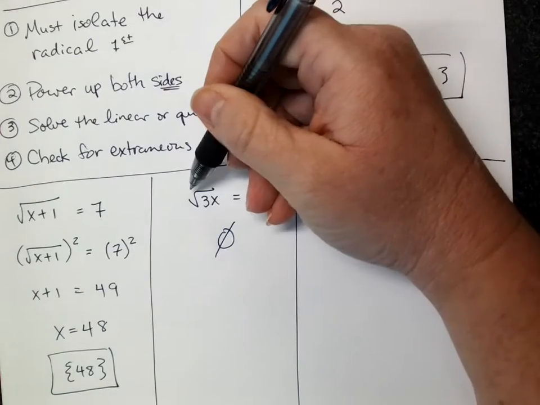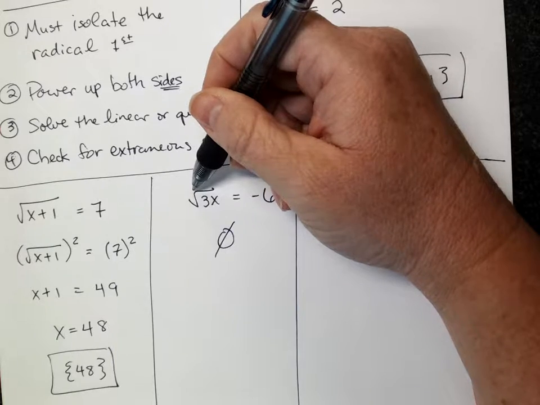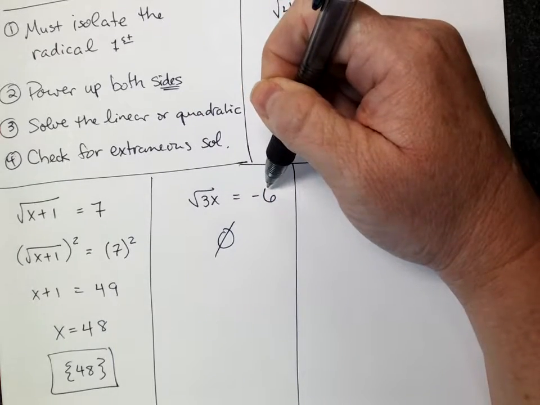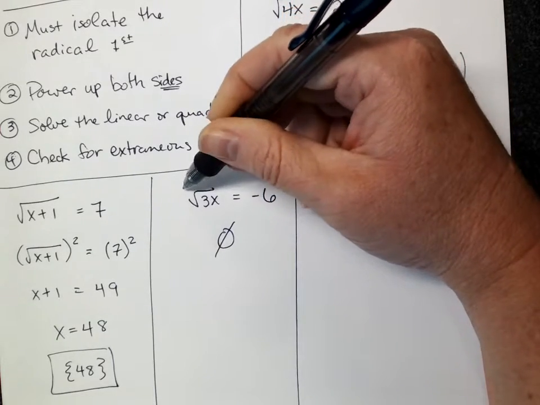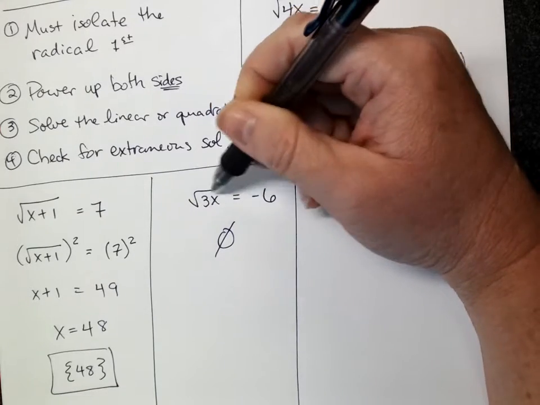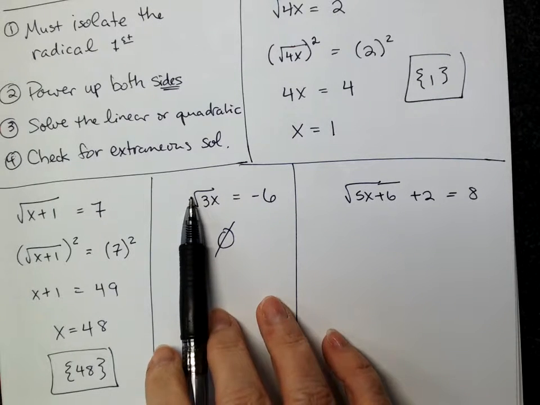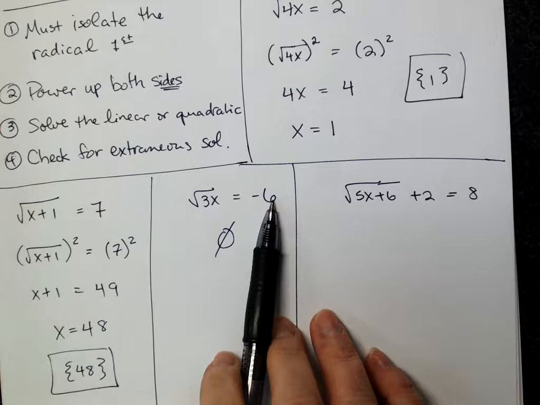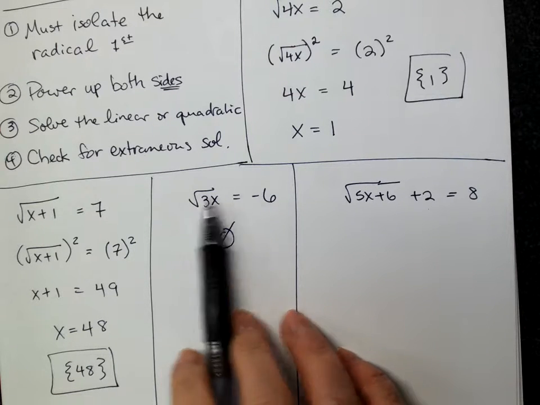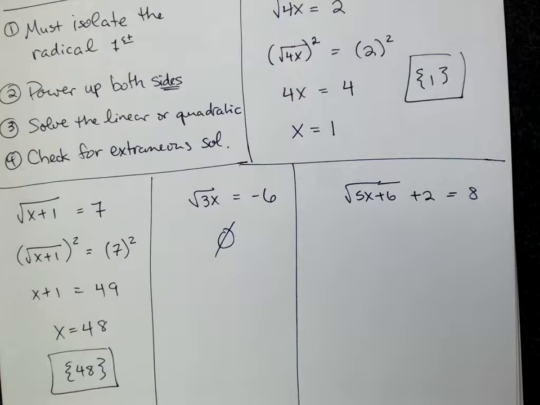Now what if this were a cube root? Cube roots, any odd indices, negative radicands, negative answers, totally legal. Yeah, that happens. Okay? But any square or even index must be equal to a positive number. Cubes or other odds, negatives are free game.